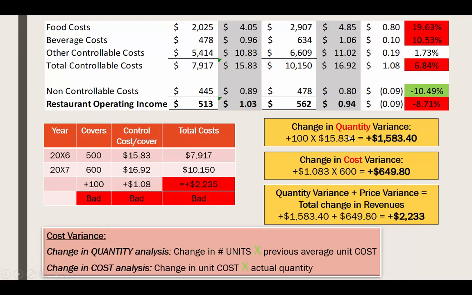So as a manager, I would probably look at this and go, okay, my quantity went up, sure, and that represents a big amount of this, but this amount right here is where I'd be a bit concerned. Why did my costs go up? And this is where I would start to look more at my food, beverage, other controllable, and analyze where most of that amount per cover went up. Right away you can see that food cost is a big thing. So I might use a variance analysis for my food costs and take a look at what the problem is there. So that's how we would use a variance analysis.